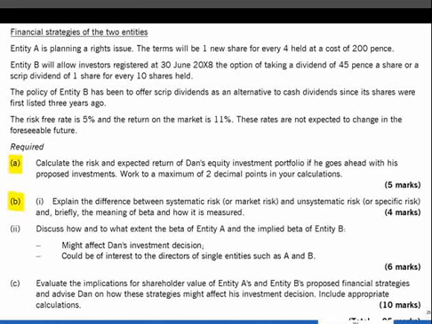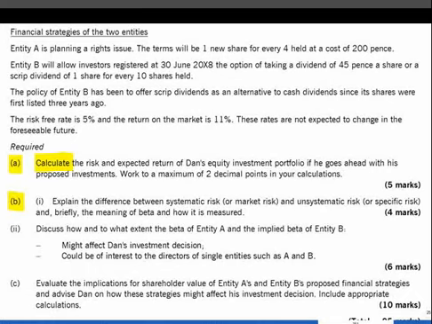In requirement A, we're asked to do some calculations. And we're asked to calculate risk and return of an equity investment portfolio. So let's have a look at what the portfolio will be.